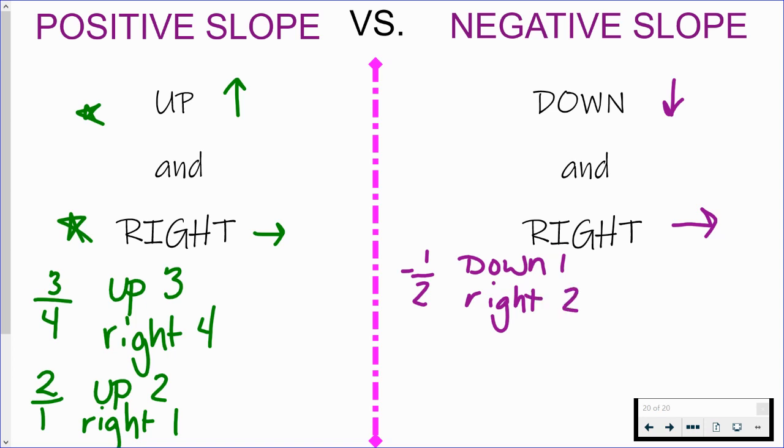If I had a slope of negative 1, which would be negative 1 over 1, I would go down 1, right 1.